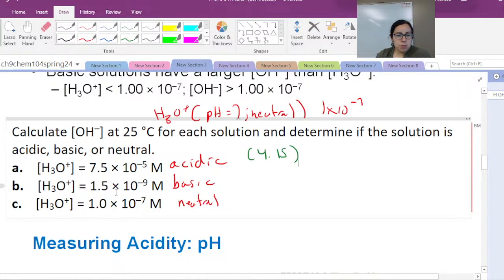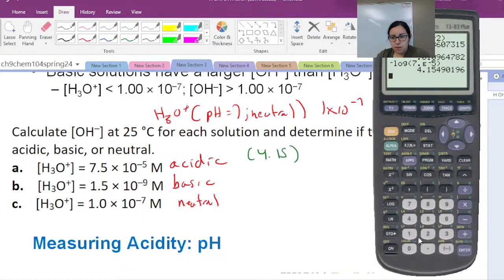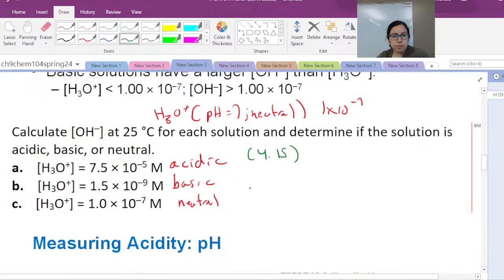Same thing, let's plug in B just for fun: negative log of 1.5 times 10 to the negative 9th. And we get 8.82. Now we can really tell that it's basic.